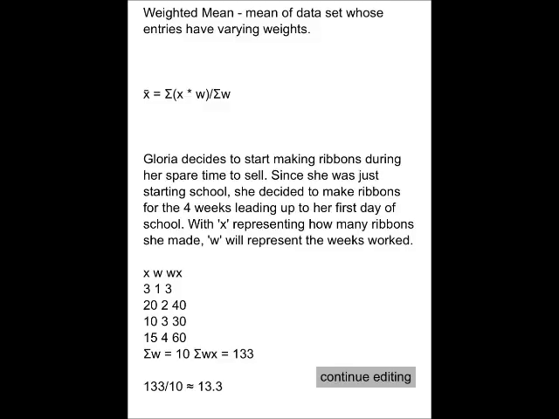Underneath, we have 3 columns. In the first column, we have x, representative of the ribbons she made, and w, representative of the weeks she worked. In the final column, we have w and x multiplied together. In order to get the answer, we plug in sigma of w times x, which equals 133, and divide this by sigma of w, which is 10. In short, we get 133 divided by 10, which is approximately 13.3.